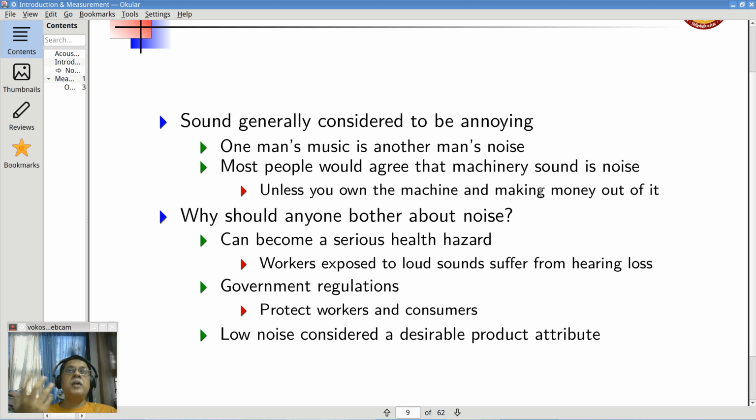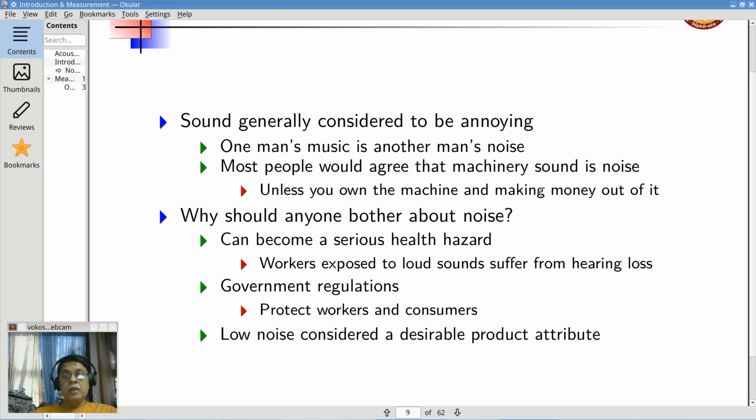So you want to buy a washing machine that makes the least amount of noise. Between 3 vacuum cleaners, if one of them is relatively less noisy, or a mixie, I would rather buy that because it's a desirable product attribute. So that is something that is very important.